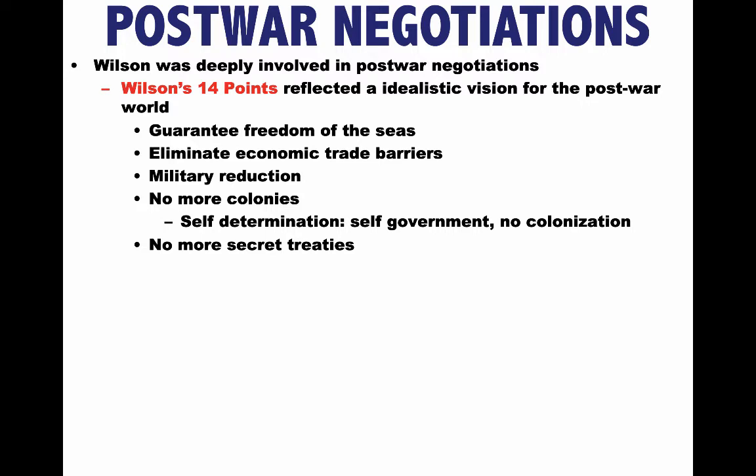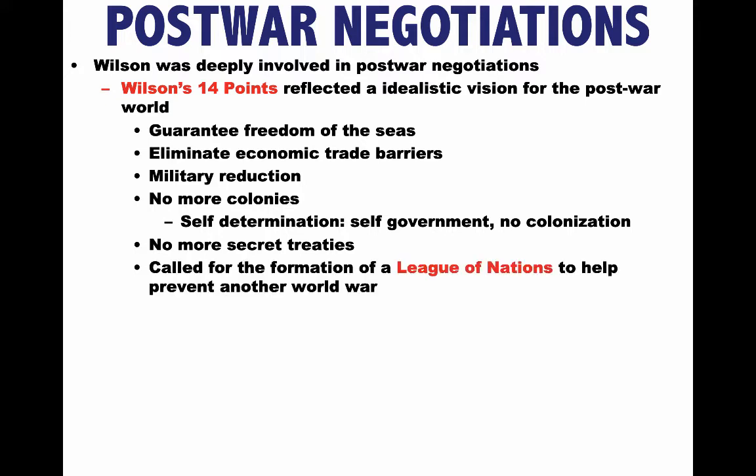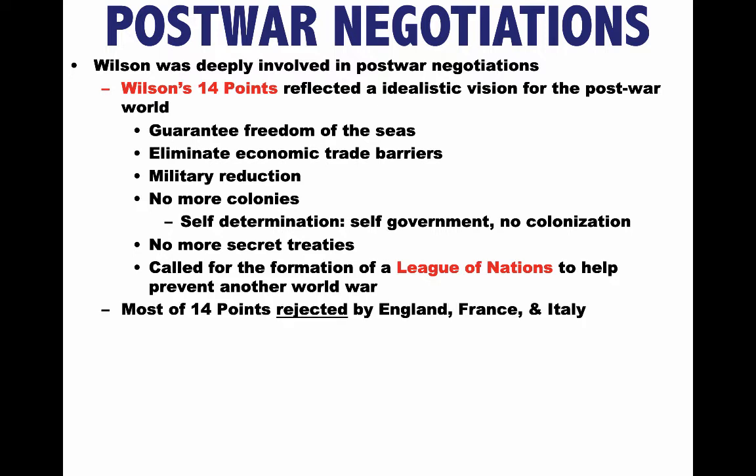Many of these things were seen as factors that contributed to World War I, and Wilson hoped if at Versailles they could get a peace deal agreeing to make these idealistic goals a reality, future wars could be avoided. In addition, Wilson called for the formation of a League of Nations to help prevent another world war. Unfortunately for Wilson, most of the 14 points were rejected by England, France, and the other Allied powers.